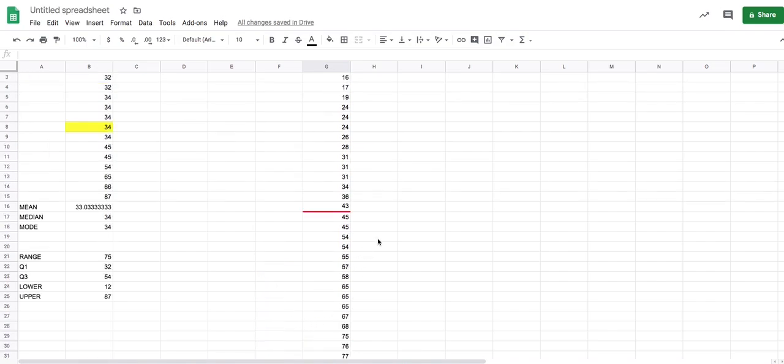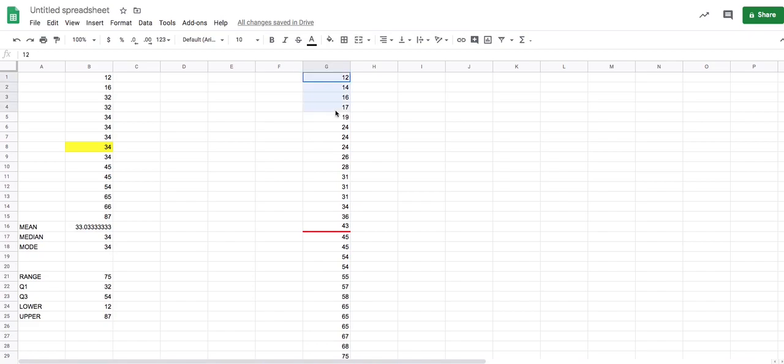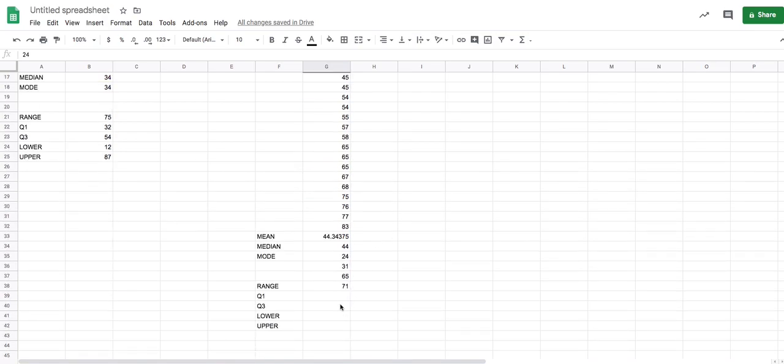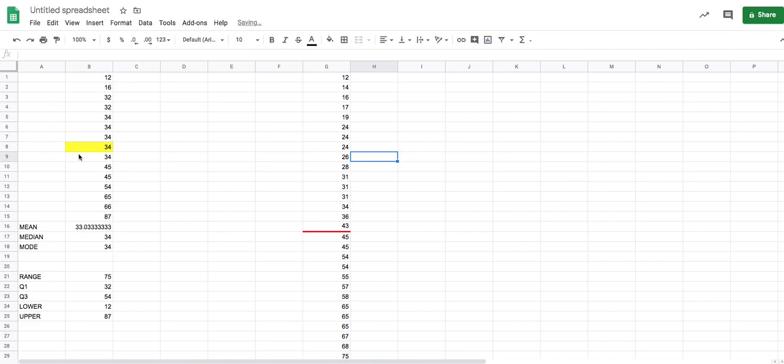Let's go to Q1. Now there are 16 numbers here, right? I've got to find the middle two numbers. The middle two numbers of 16 are going to be the 8th and 9th. That means Q1 is going to be in between 24 and 26, and you should be able to tell right away that is 25. So Q1 is going to be 25.